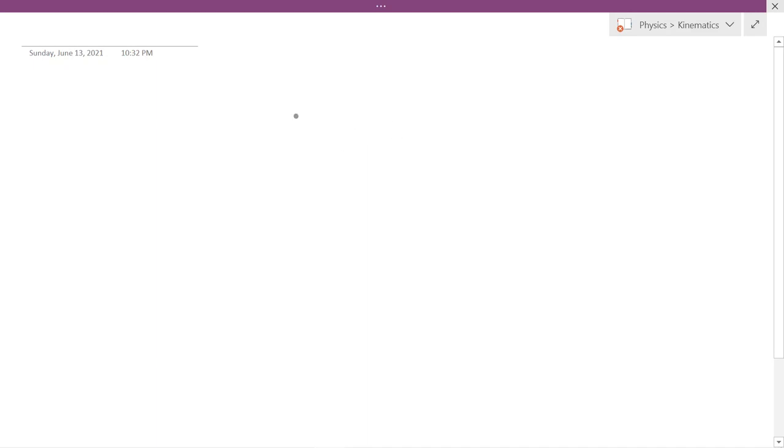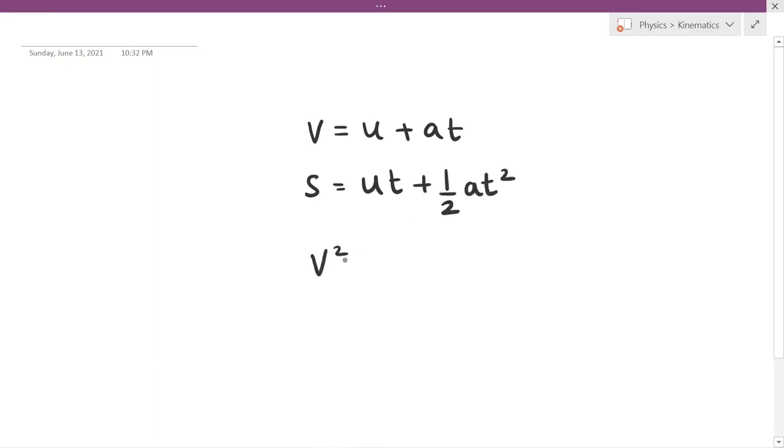We already know these three equations of kinematics, that is V is equal to U plus AT, S is equal to UT plus half AT square, and V square is equal to U square plus 2AS. Based upon these three equations, we have done numerous calculations in our previous video session. And those problems were very easy because you only had to substitute the values.